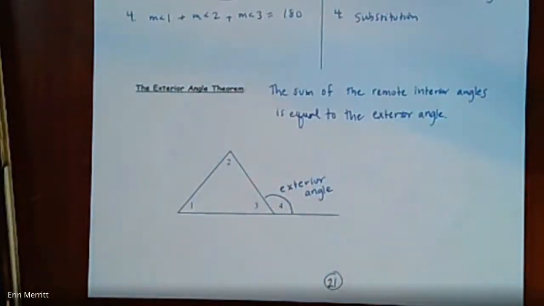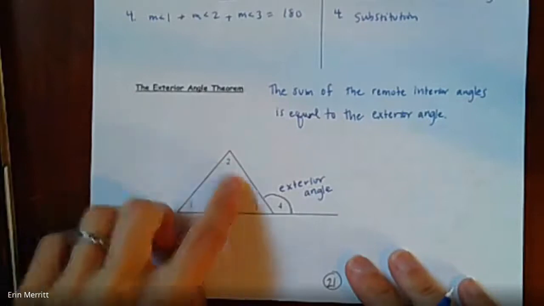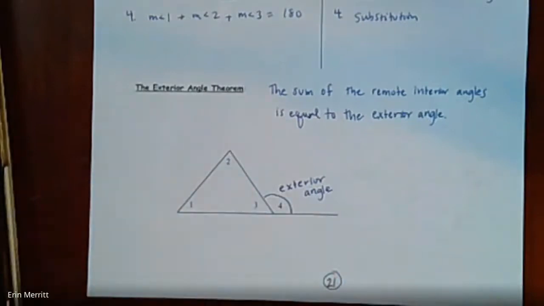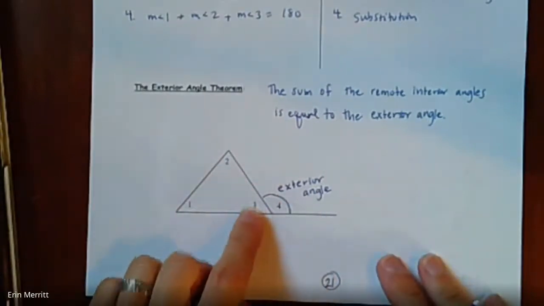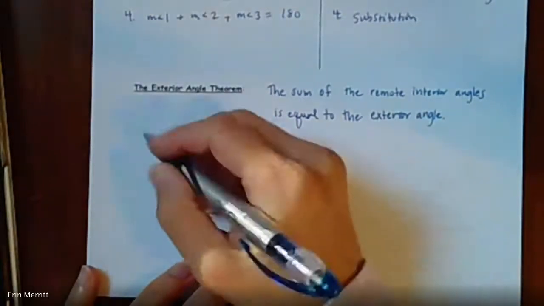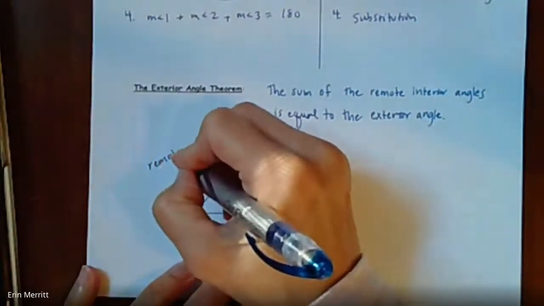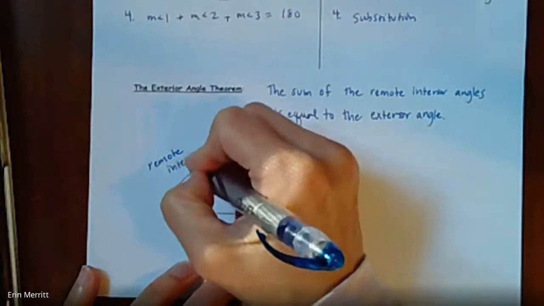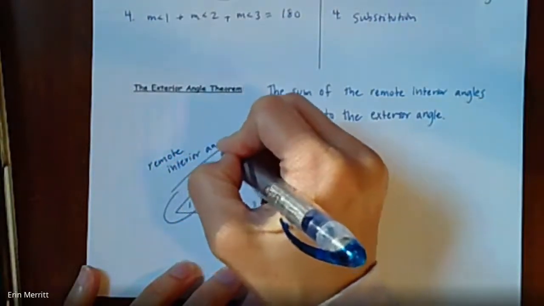The remote interior angles. Well, there's 3 angles on the interior of the triangle. They're the 2 that are not adjacent to the exterior angle. So these 2 over here, these are referred to as the remote interior angles.